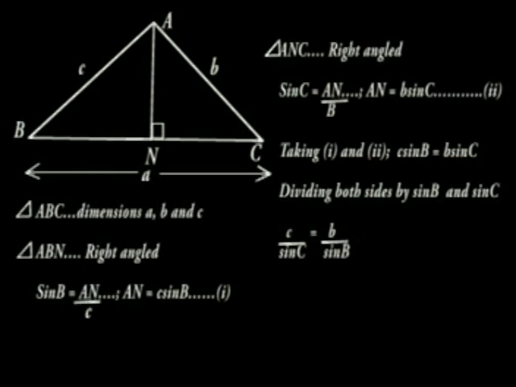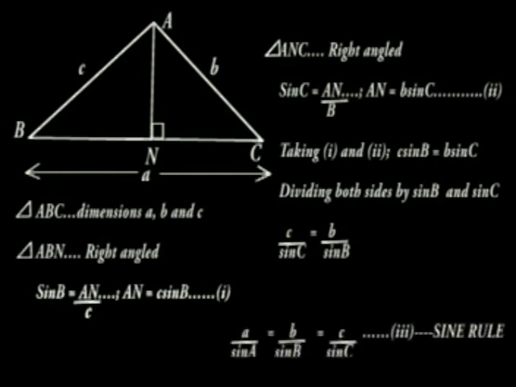Dividing both sides by sin B and sin C, we shall have c over sin C is equal to b over sin B. Therefore, a over sin A is equal to b over sin B and is equal to c over sin C. Equation 3. Equation 3 is the sine rule. It is instrumental in finding the sizes of angles and sides of any triangle.